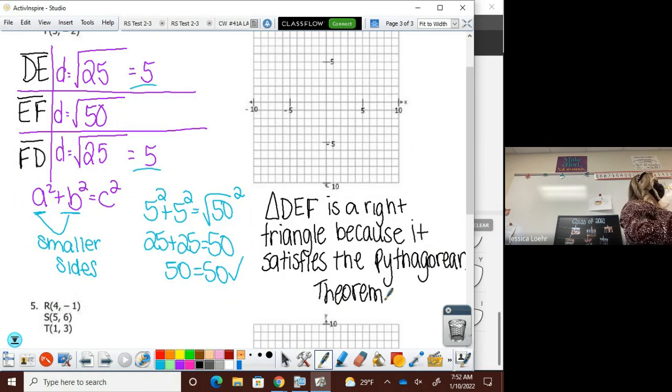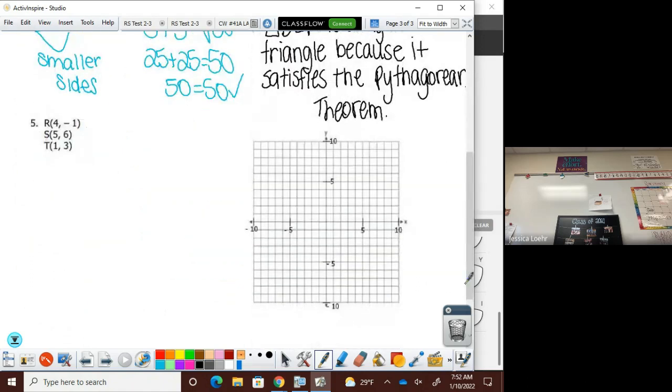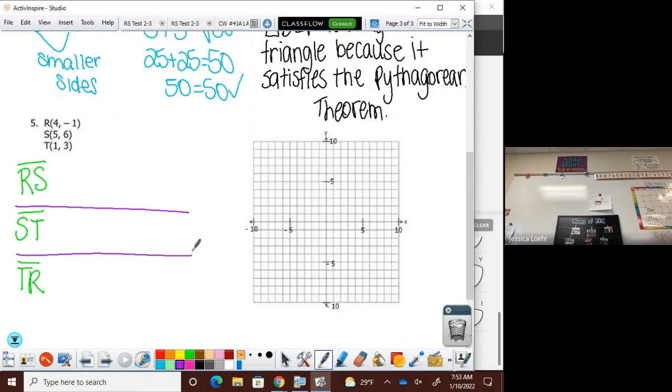Questions on number 4? Okay. We come down to number 5, and we're going to do number 5 using the slope method. So we have our sides, RS, ST, and TR, and we're finding the slope of all 3 of those sides. So go ahead and do that.